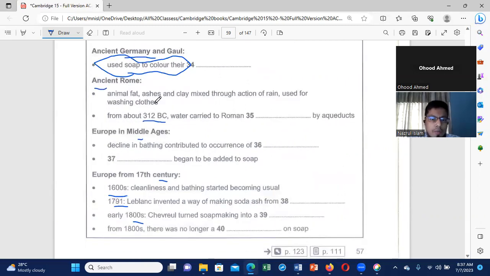Then ancient Rome, they have been through, ancient Rome used water for washing clothes. From about 312 BC, water carried to Roman something by aqueducts. So you can guess: water carried to Roman something. So why is water carried? Maybe for cultivation, or maybe you can say for baths and so on.